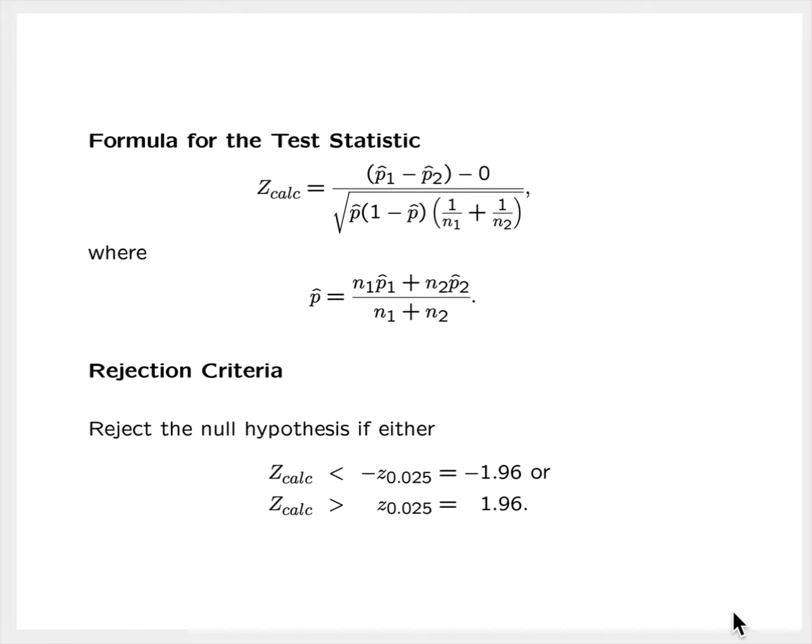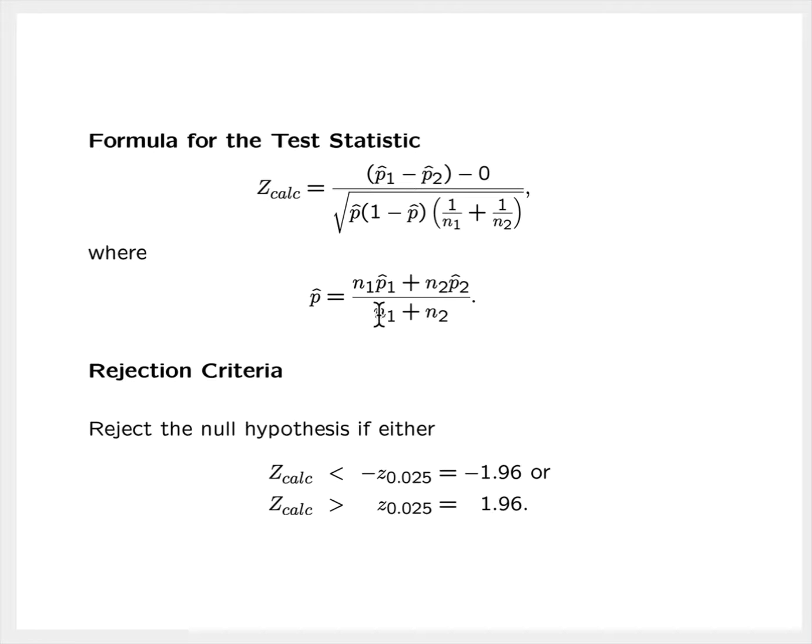Now, because the hypothesized difference is 0, in order to calculate the test statistic, we need to calculate a pooled estimate of the presumed common population proportion. We would first calculate p hat, which is n1 times p1 hat plus n2 times p2 hat, all over the sum of the two sample sizes. Again, what we're doing here is effectively calculating the proportion of those who favor the candidate across the two samples.